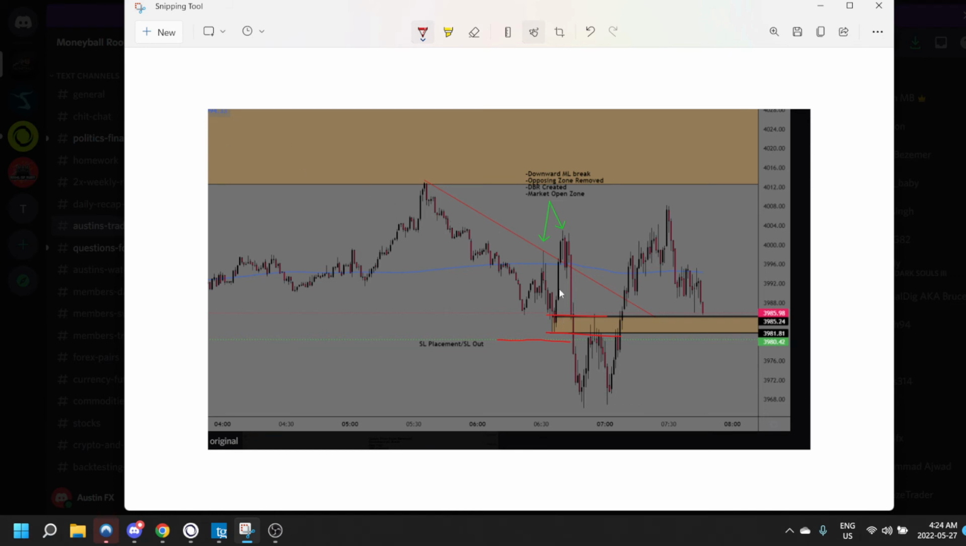But let's see. This is a trade. Yeah, lower low, lower high, removing that pivot point supply zone. I really like this. This was a losing trade.